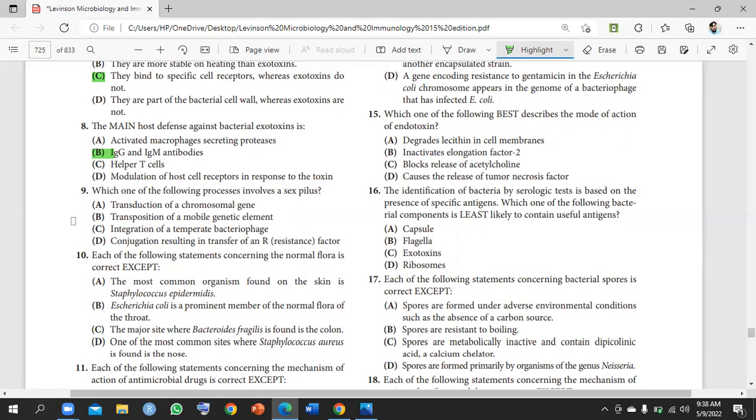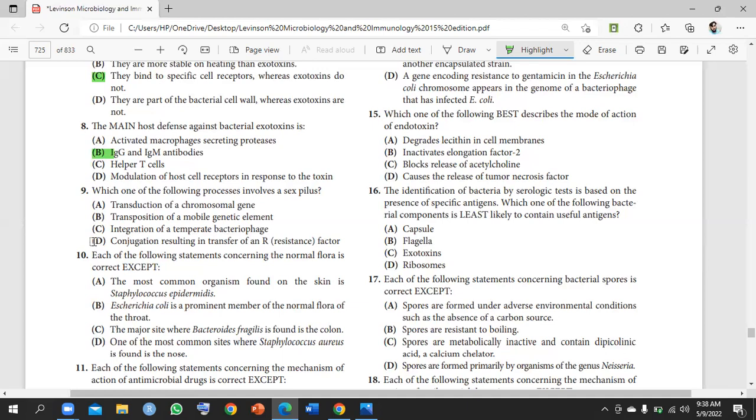across themselves. Okay, so now just look here. Transduction of a chromosomal gene? No. In transduction, basically a bacteriophage is involved. Okay, so this is not the correct answer. Transposition of mobile genetic elements? No. Transposition is carried out by transposons. Okay, now C. Integration of temperate bacteriophage? No. Here a bacteriophage is involved, not a sex pilus.